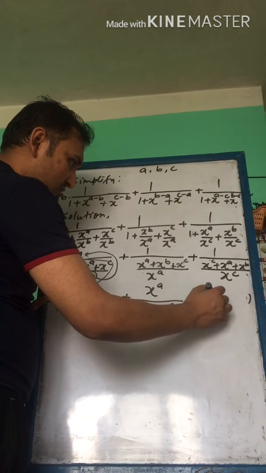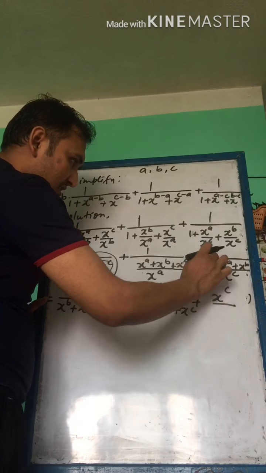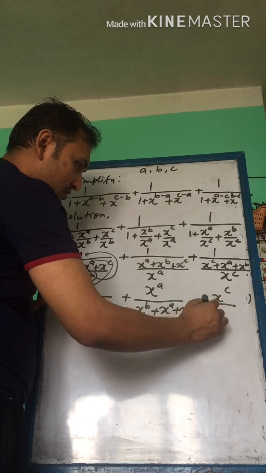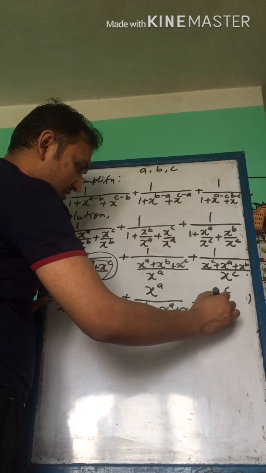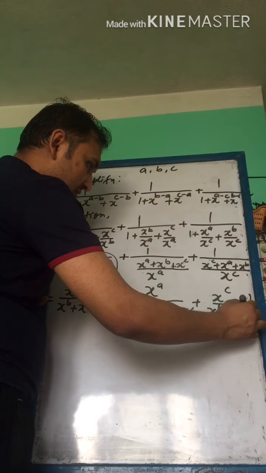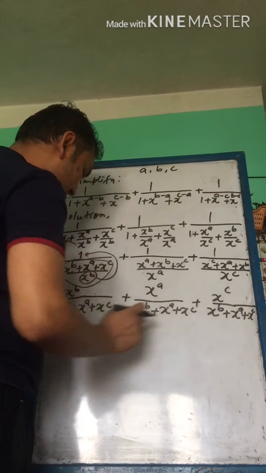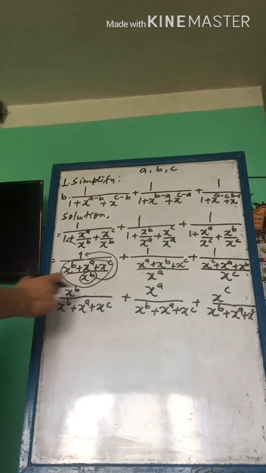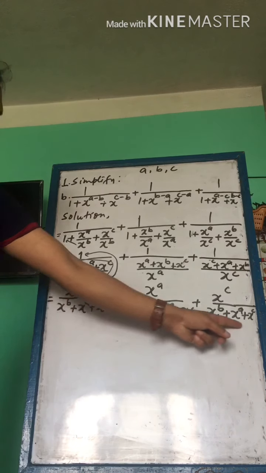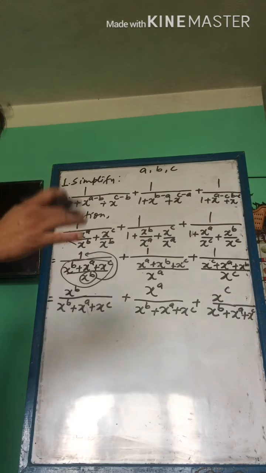Plus x to the power c will go up and multiply with 1. What will be in this form? Here also let us write in the same form, x to the power b plus x to the power a plus x to the power c. You can arrange in another form also, it doesn't matter, but let us arrange it. If you don't arrange also, it doesn't matter. It means the same. Okay.